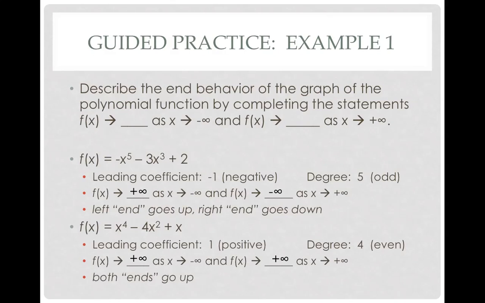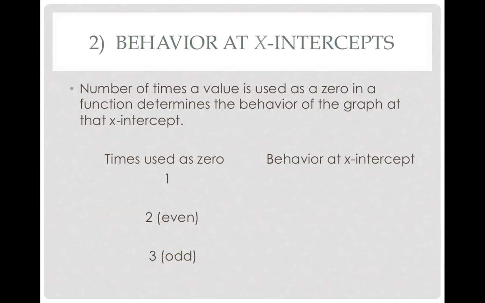In the second example, we have a leading coefficient of 1, which is positive, and a degree of 4, which is even. So we're saying f of x will go to positive infinity as x goes to negative infinity, and f of x will go to positive infinity as x goes to positive infinity. So both ends will be going up. All right, so that's behavior on the ends of the graph.